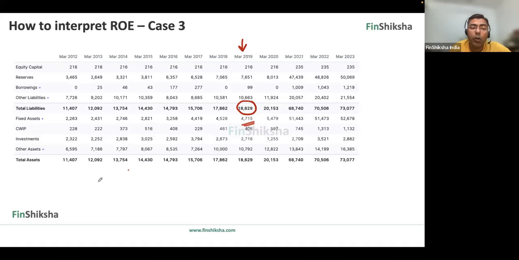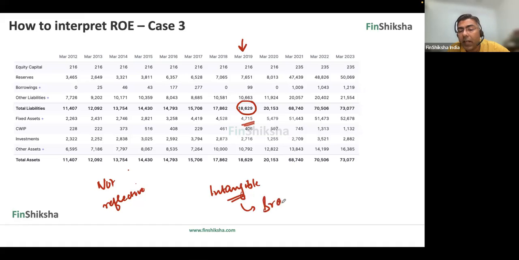It is not reflective of the true value of this business. Why is it not reflective of the true value of this business? Because for businesses that are not capital intensive, the value of them does not lie in the fixed assets which are demonstrated here. The value of this is in the intangible assets they have built over the years. And intangible assets would include assets like brands.